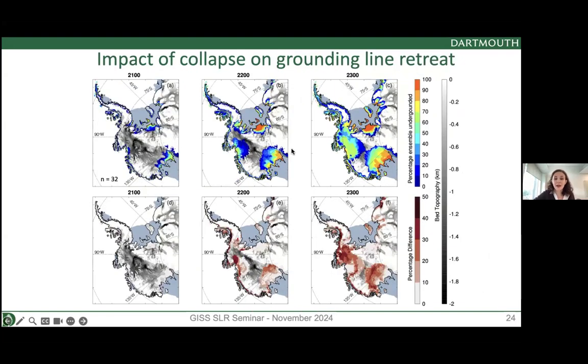And in that case, you have more retreats. So same figure as before, the percentage of models that unground for 2100, 2200, and 2300. And on the bottom row, you have the percentage difference of models that have their grounding line retreat compared to the previous cases when we add ice shelf collapse. So about 20 to 30% more grounding line retreat in large sectors of West Antarctica.